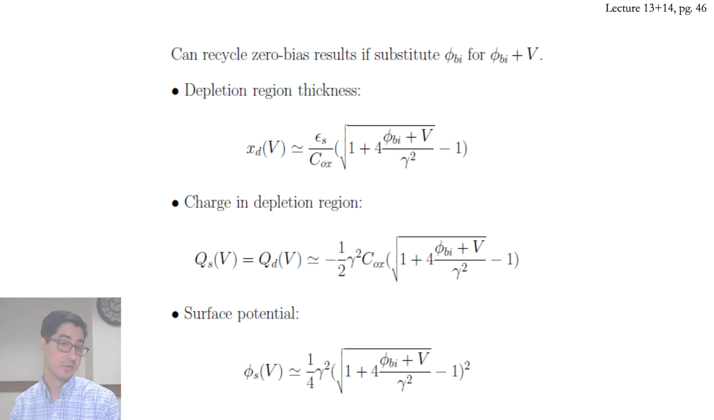And this is what you get. So these are the exact same expressions as before for the MOS structure at zero bias, but now these are the more general expressions. At least in the depletion regime, we can just substitute in phi bi plus V. Okay. And so XD is the depletion width.